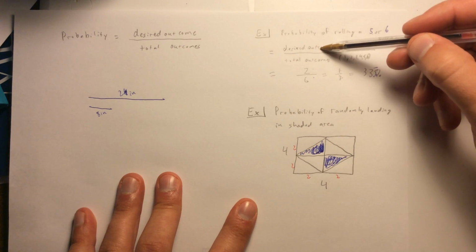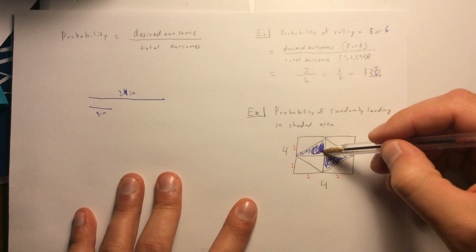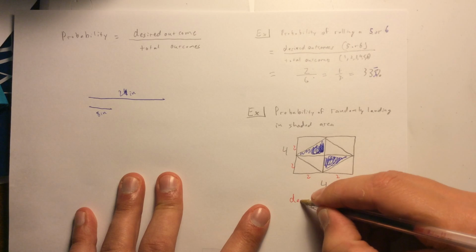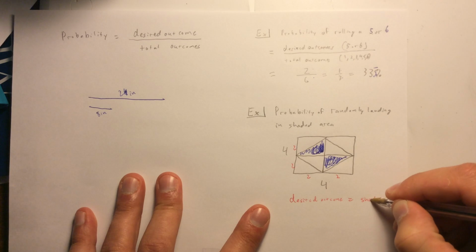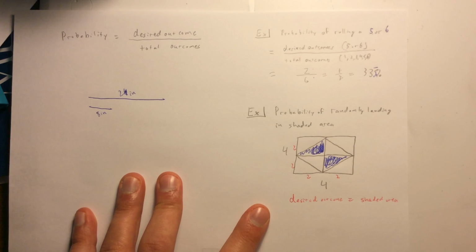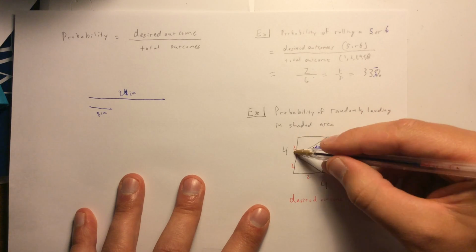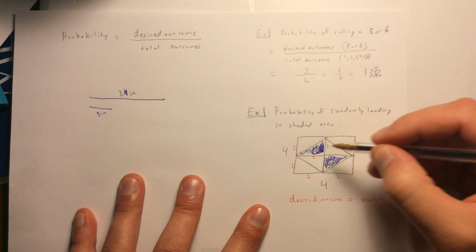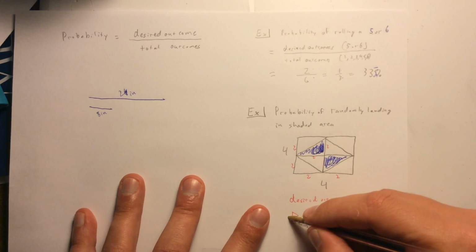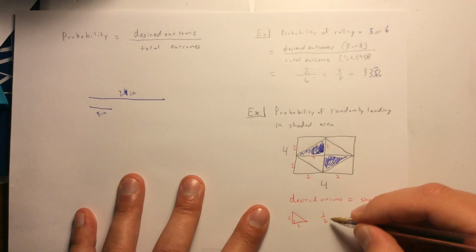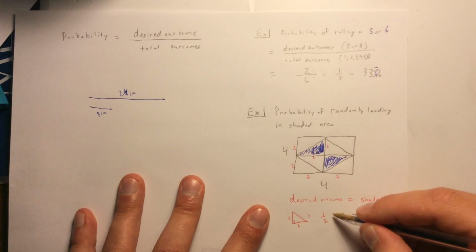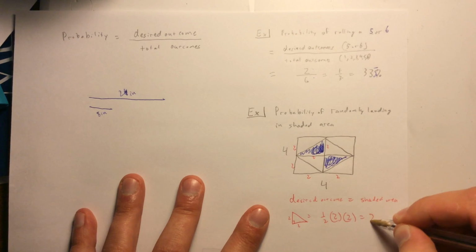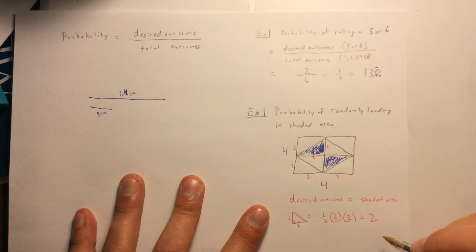Well, I want to land in the shaded area, so I'm going to find the shaded area right here. The desired outcome is the shaded area. If this is 2, then this has got to be 2, and this has got to be 2. So that's a triangle. One of the triangles is right there. The area of that triangle is going to be 1/2 the base, 2, times the height, 2, and we're going to get 2. Now there's 2 of those, so that's going to be 4.